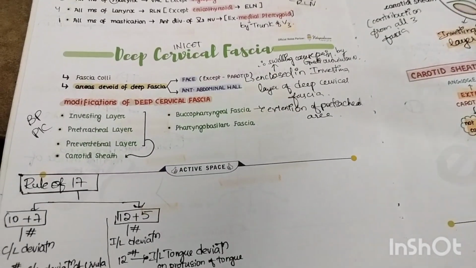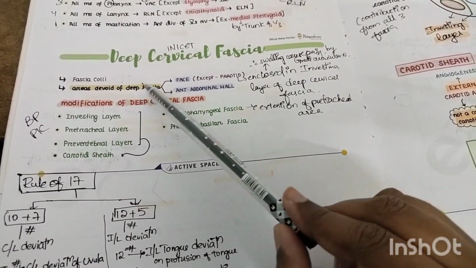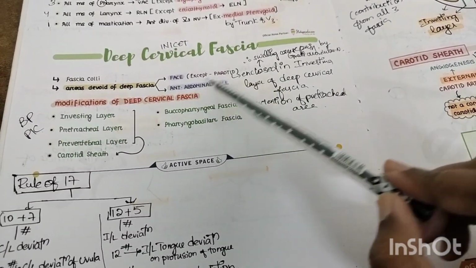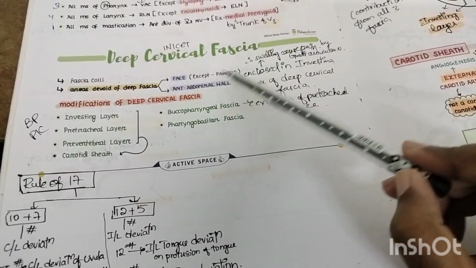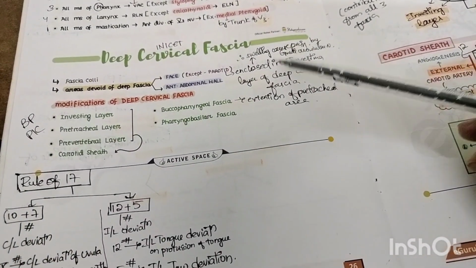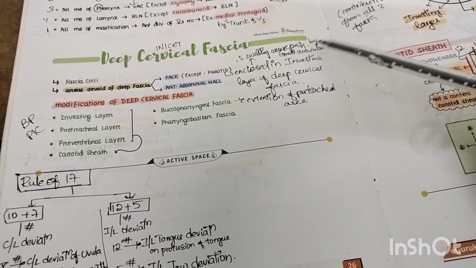So, the deep cervical fascia. The deep cervical fascia is also known as the fascia colli. It covers the area of the neck, except the parotid and the anterior abdominal wall. As the parotid is enclosed in the investing layer of deep cervical fascia, any parotid swelling will cause pain at the parotid by the great auricular nerve.